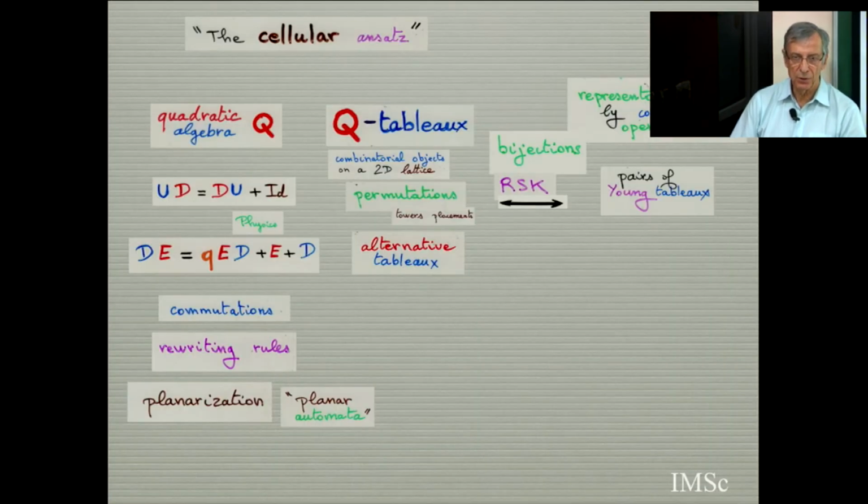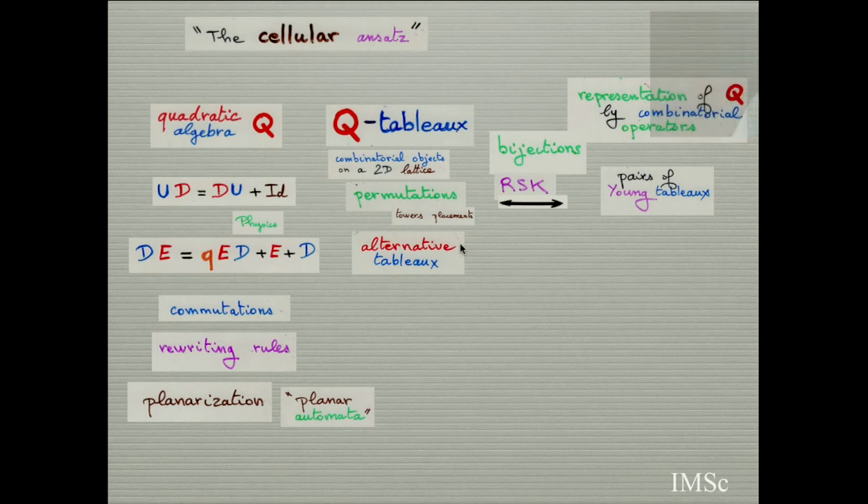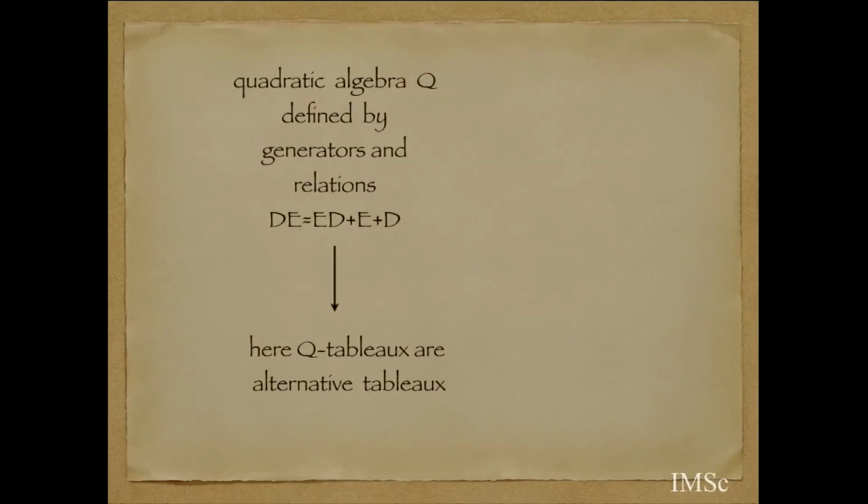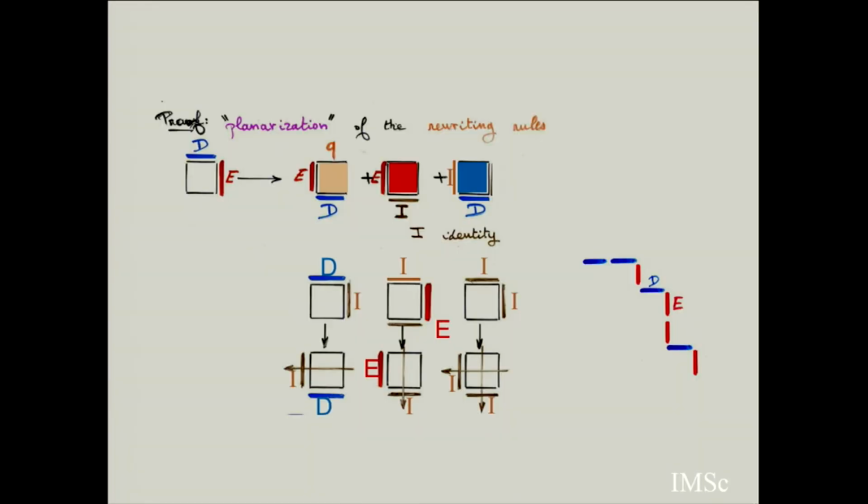And so this is the first step of the cellular ansatz. For this quadratic algebra, we associate the Q tableau with an alternating tableau, in the same way that to this algebra we are associating a permutation. So now the second step is to try to do the analog of RSK. I'm going to do a planarization of the rewriting rule, same idea.